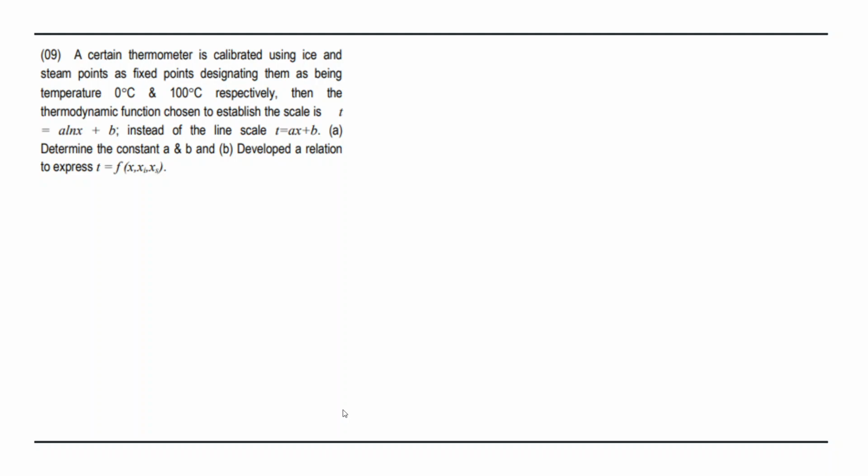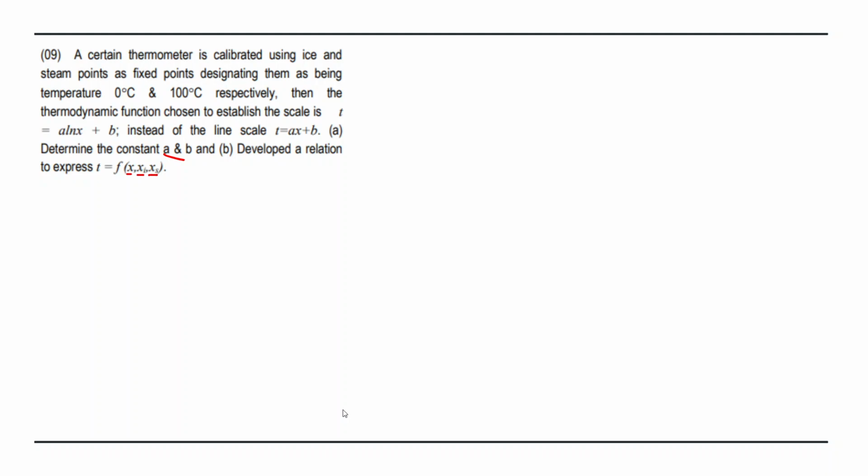A certain thermometer is calibrated using ice and steam points as fixed points, designating them as being temperature 0 degrees Celsius and 100 degrees Celsius respectively. Then the thermodynamic function chosen to establish the scale is A ln x plus B instead of the linear scale T equals A x plus B. Okay, determine the constants A and B and develop a relation to express x at the boiling point and x at the steam point.